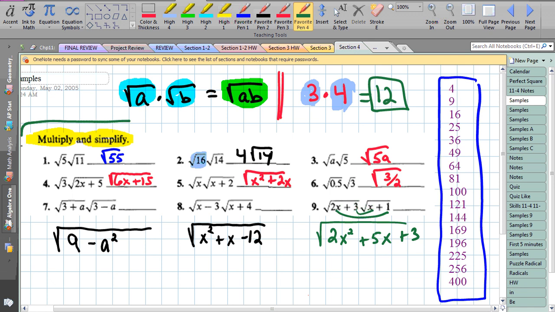I think the main idea in this group of 9 problems, we were just trying to multiply and combine them so we don't have as many radicals. All right? We'll try another few more problems in the next video.